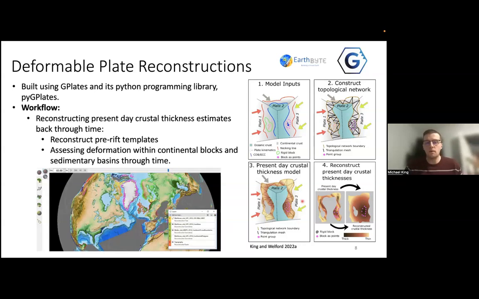So the main workflow is that we're reconstructing these crustal thicknesses back through geological time. In terms of rifts and margins, this can be advantageous because we can reconstruct things such as pre-rift templates and also assess the deformation that's experienced within the blocks and basins through time as well.